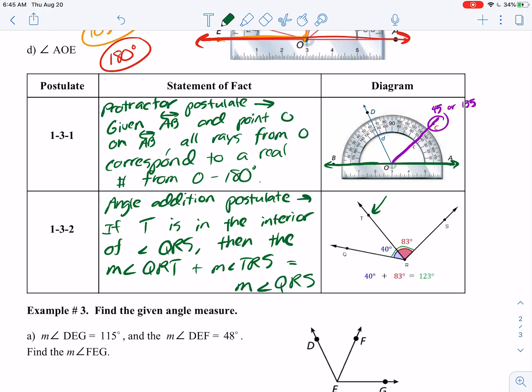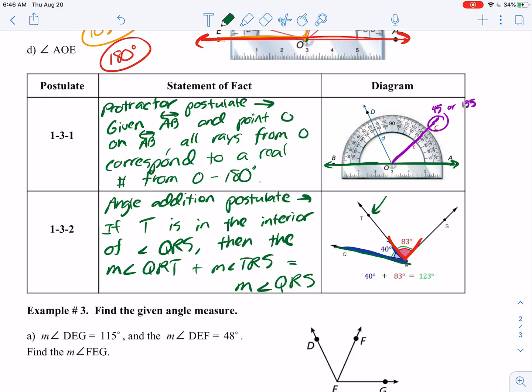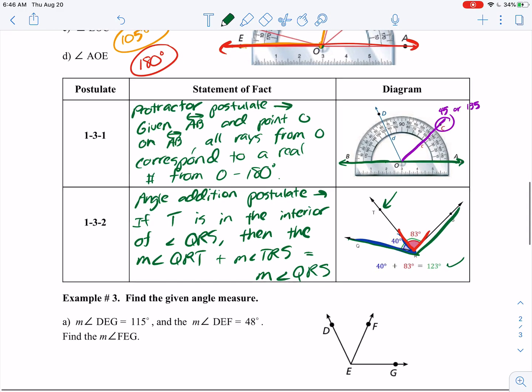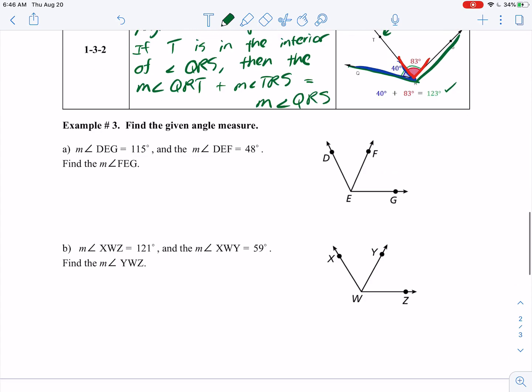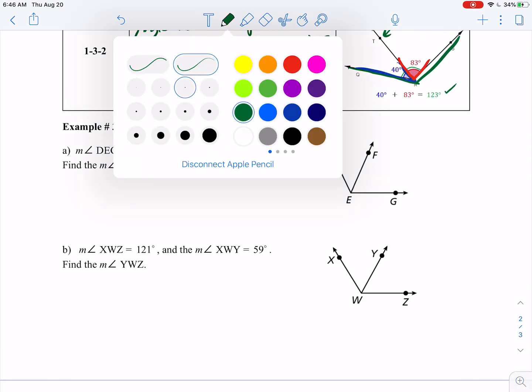So simply stated, this angle plus the red angle equals the whole entire angle QRS, and that's what you guys have right here. Okay, let's go practice using some angle addition postulate on these two examples. Let's do A together and we'll let you guys try B on your own.